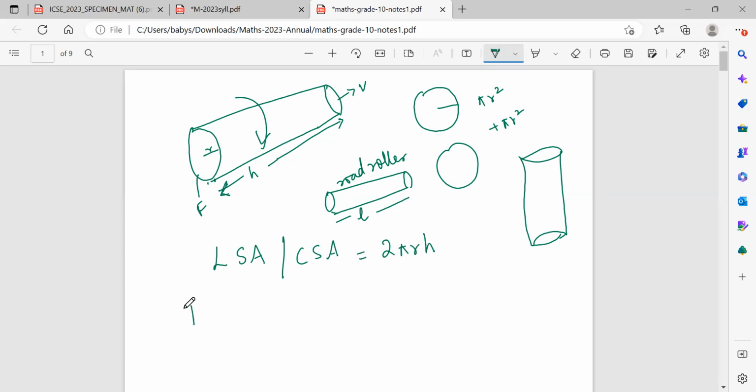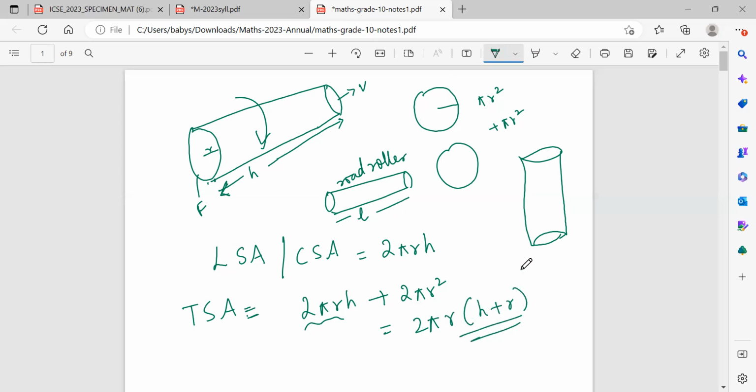And if it is total surface area, you will be considering the two cross-sectional faces as well, two circular faces, the top and the bottom, or the front and back. So 2 pi r h plus 2 pi r square, two circles are being added. Usually we factorize, taking out 2 pi r common: 2 pi r times (h plus r). So this is a compact version of the TSA. This you need to remember.